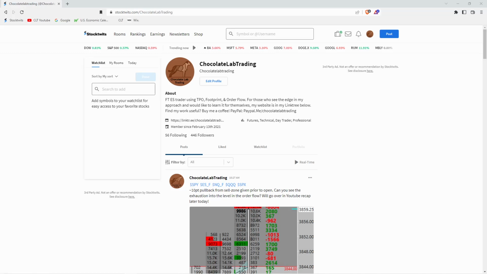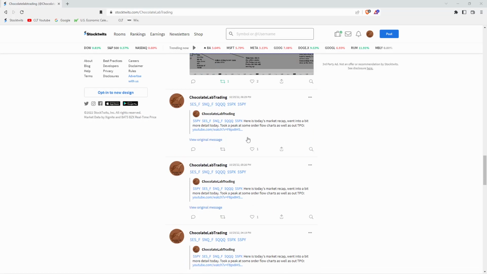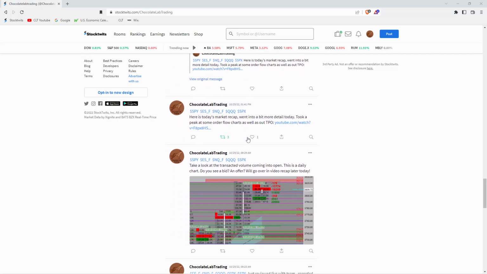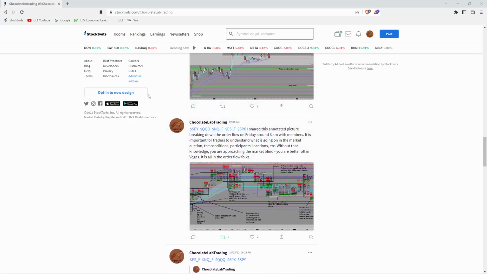I'm just going to make a quick recap on today's price action, the daily plan on StockTwits, as well as the live market commentary. Where are we? Here we go. So this is the first thing I posted here this morning, just before 8 a.m.